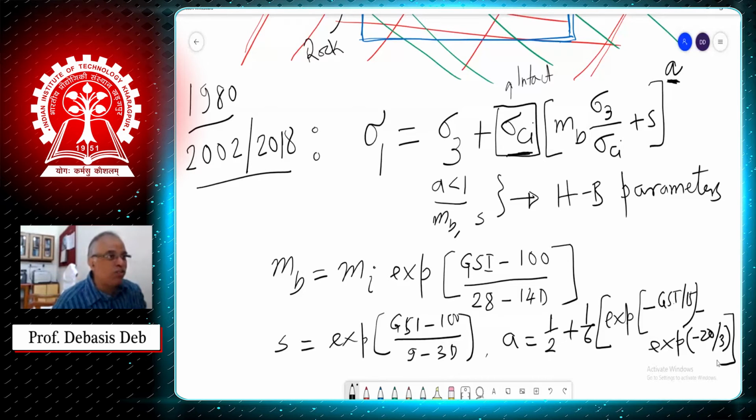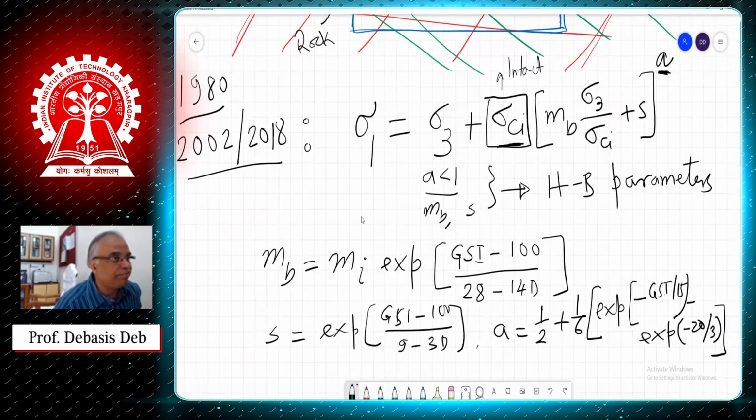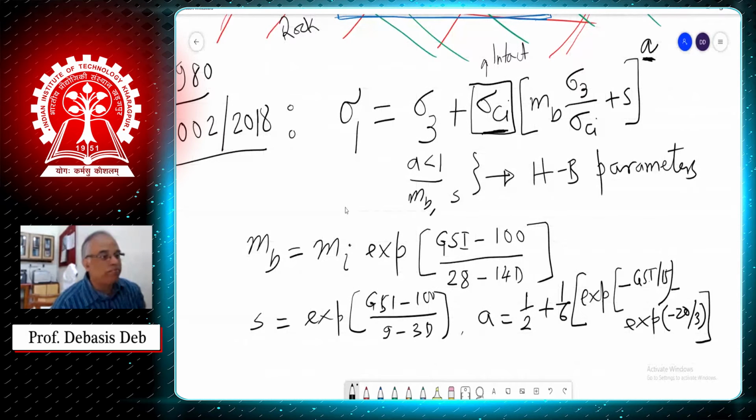Okay, there are too many equations for you. Now you can see, you already know what is GSI. Who knows what is the full form of GSI?